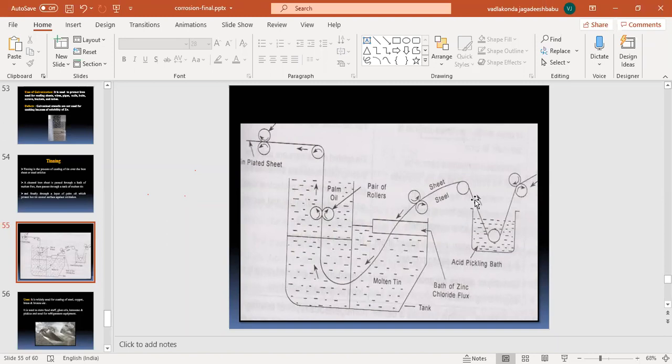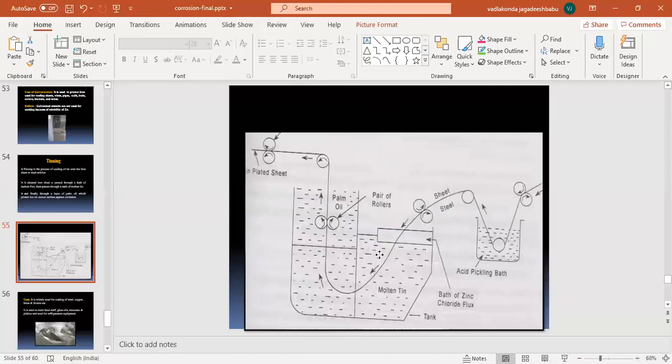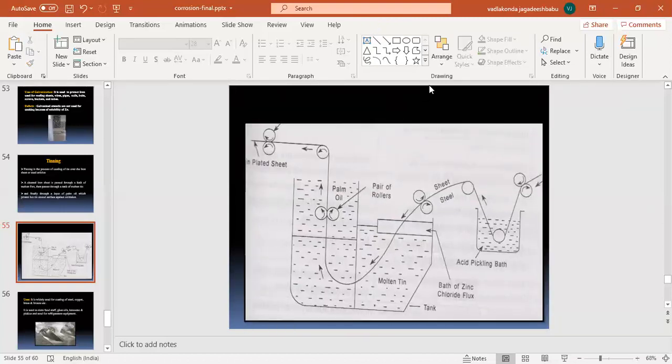Then again, like in the galvanization, this has to be washed with plenty of water, then dried by passing through the drying chamber. After drying, the iron or steel sheet will be passed into the molten tin bath. When we are passing the steel sheet through this, a coating of molten tin will be applied on both sides of the steel sheet. Then this will be passed through the palm oil. This palm oil will make the tin stick firmly onto both sides of the steel sheet.